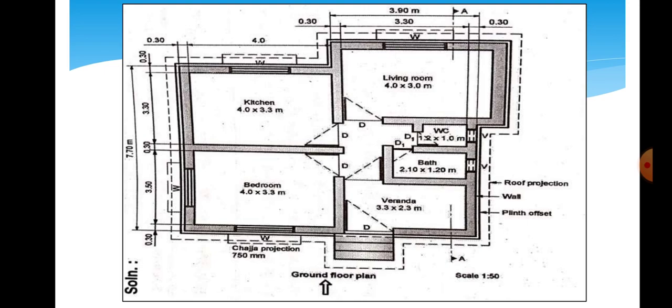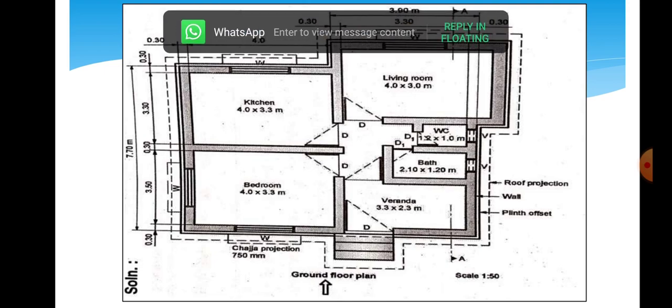What is meant by schedule of openings, or what they are expecting from us, is that first you have to make a table. The first column will be the serial number, then the second column will be the symbol, for example, D for door, W for window, V for ventilator, O for opening, etc. Then the quantity of that symbol or opening. Suppose you have 4 doors of the same size, then the quantity will be 4.